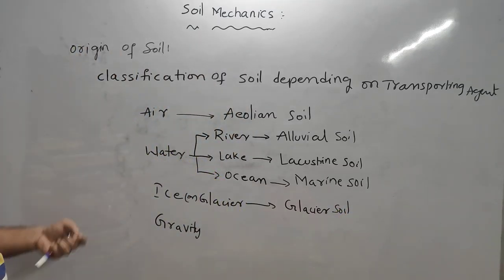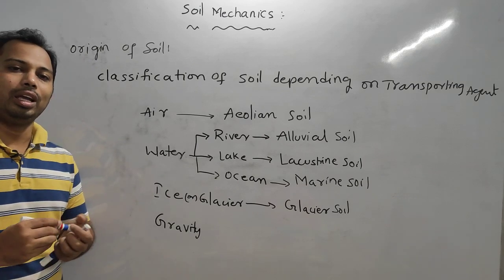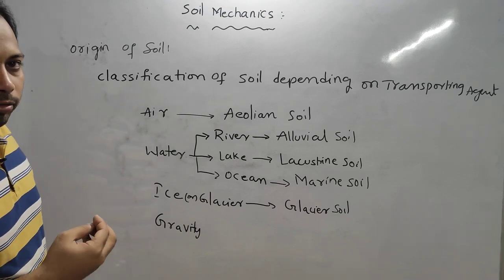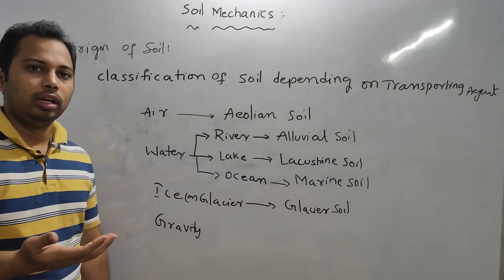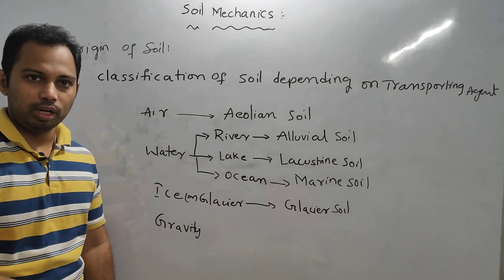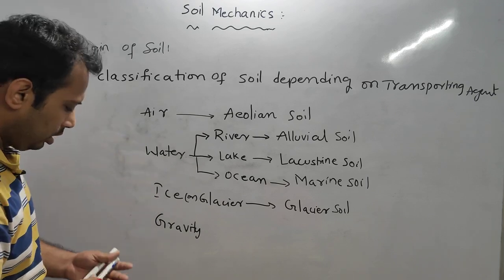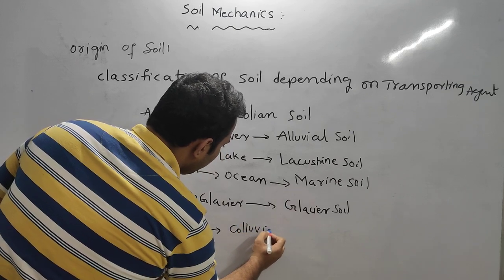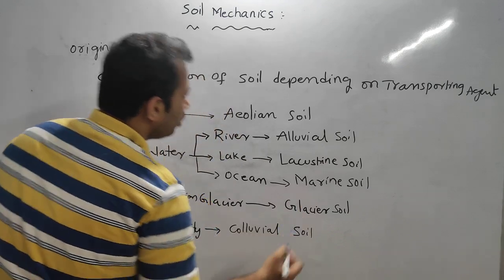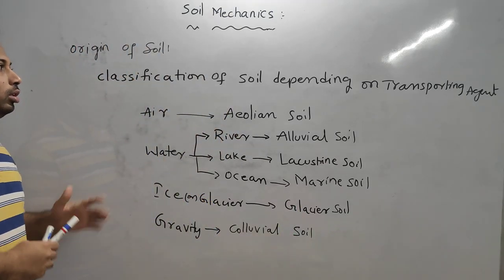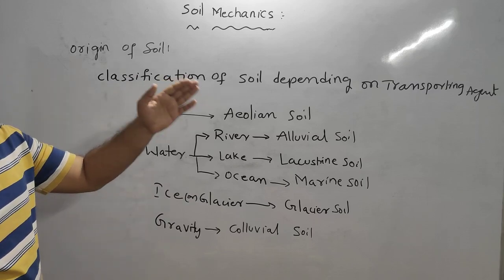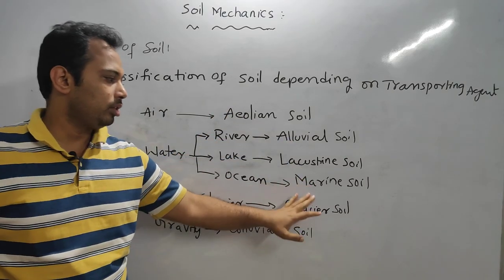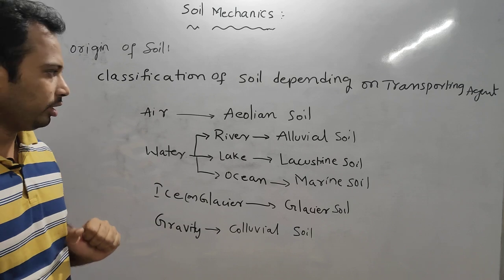Gravity means whenever any rock mass or soil mass occurs at greater elevations, where the weathering occurred at greater elevation, then upon gravity they will come down. That is nothing but colluvial soil. So this is the classification depending on the transporting agents, and we have discussed the classification of soils depending on the different transporting agents.